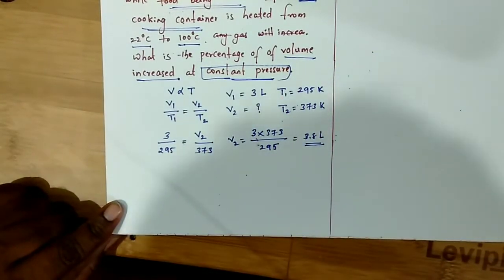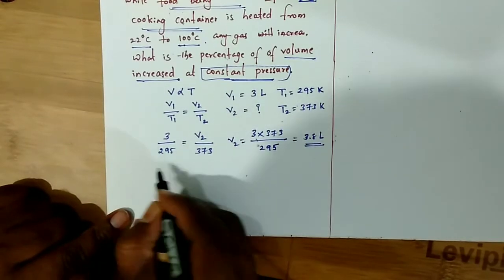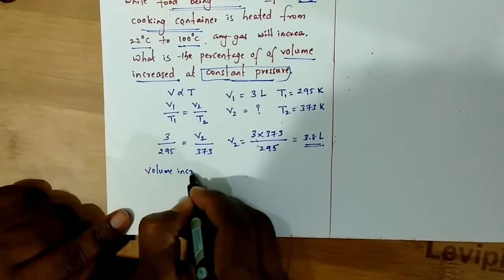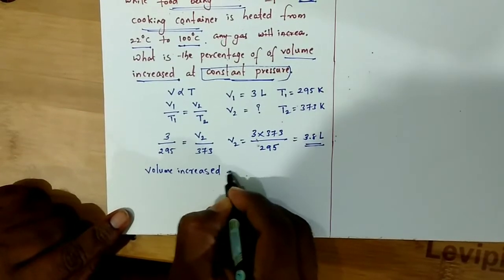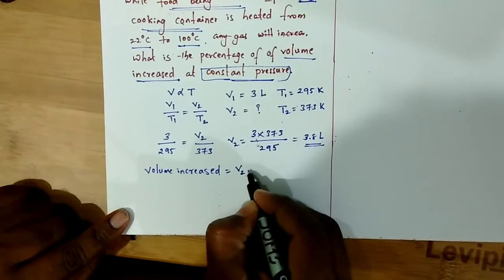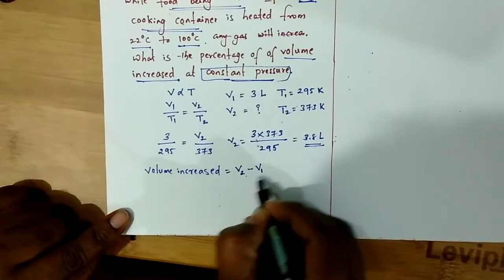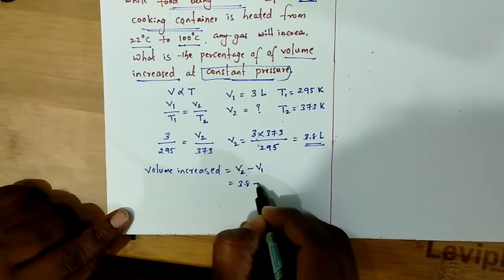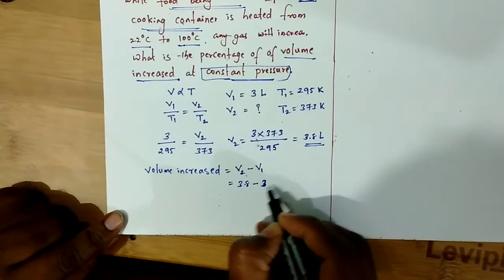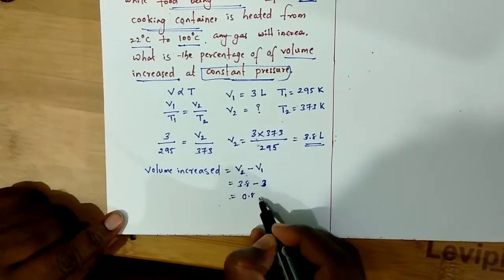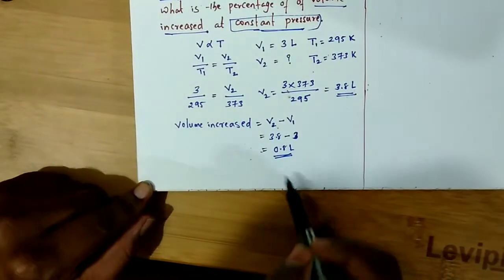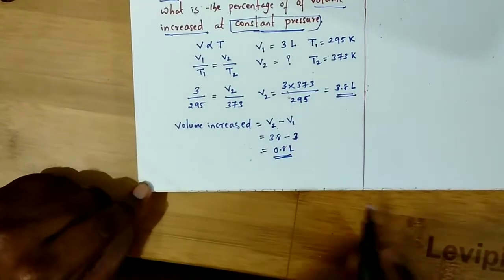Percentage of volume. So, how much volume increased? Volume increased equals final volume minus initial volume. So, final volume 3.8 minus initial volume, how much here? 3 liters. How much increased? 0.8 liters increased. So, this 0.8 liters, how much percentage of the initial volume?